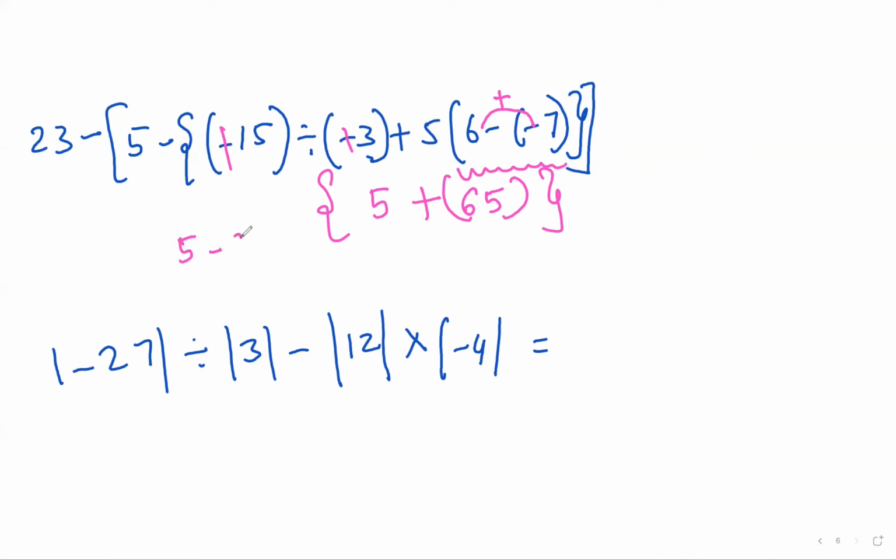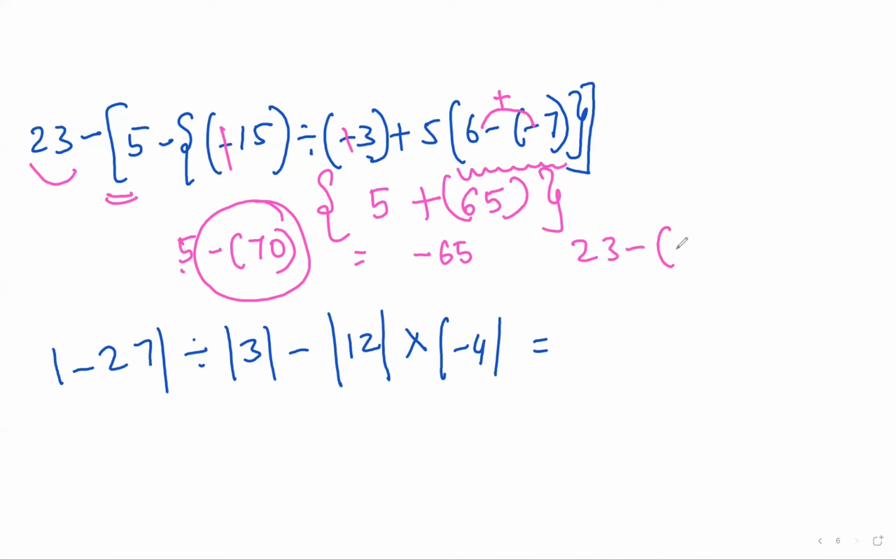So here it is like this. Now I'll solve this bracket. So 5 minus 70 is what? Subtraction, and the sign of the greater number is 70, so the sign is minus. And now I will solve this. So 23 minus minus 65 will become plus 65. So the answer is 88. Are you all with me?